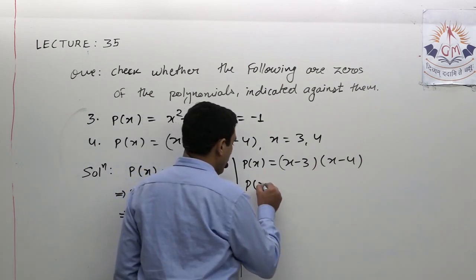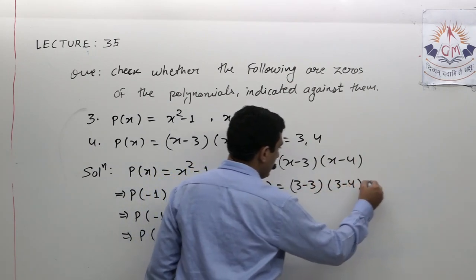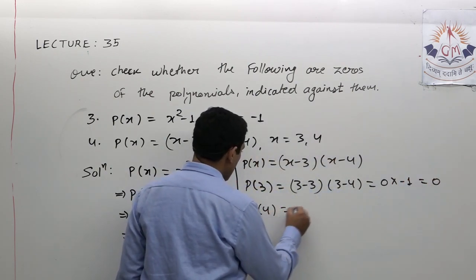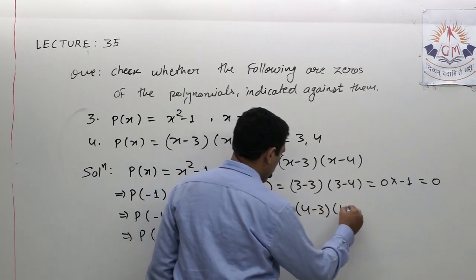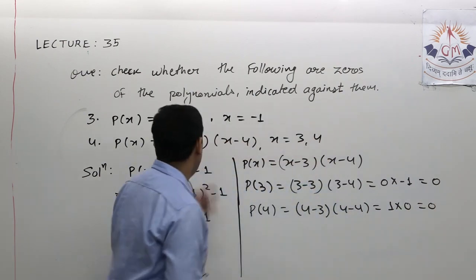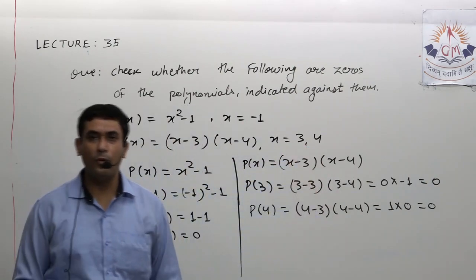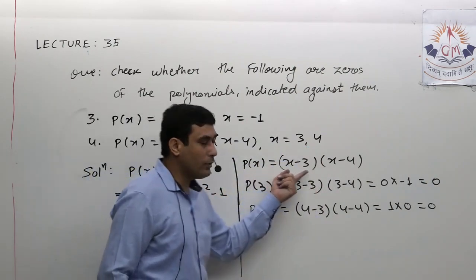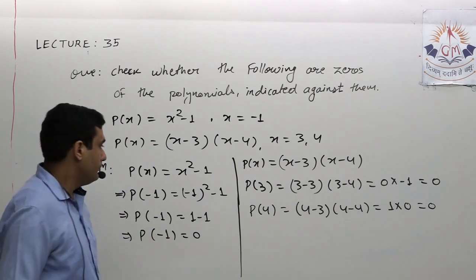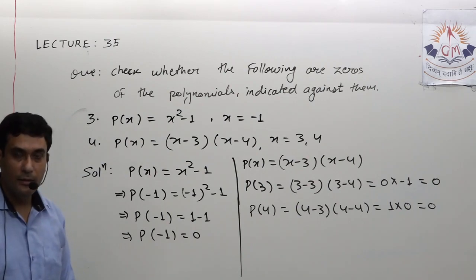So P of 3 is (3 minus 3)(3 minus 4), that is 0 into minus 1, that is 0. And P of 4 is (4 minus 3) into (4 minus 4), that is 1 into 0, that is 0. So minus 1 is a 0 of this polynomial, and over here 3 and 4 both are the zeros of the given polynomial. So this shows it is quite possible that a polynomial has more than one 0. So please note it down, then we come to the next question.